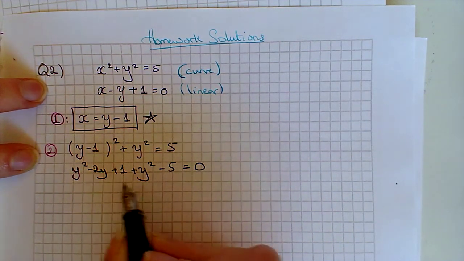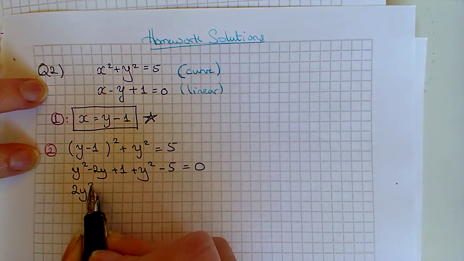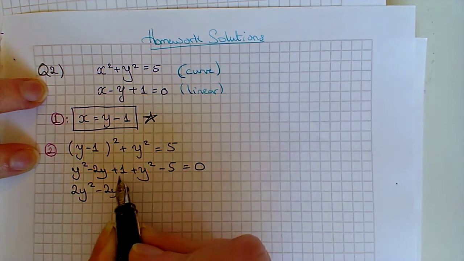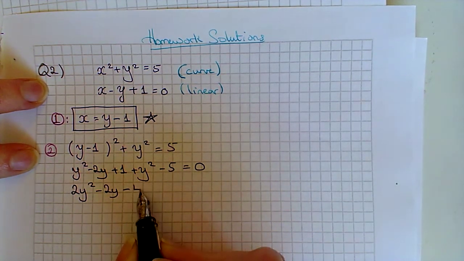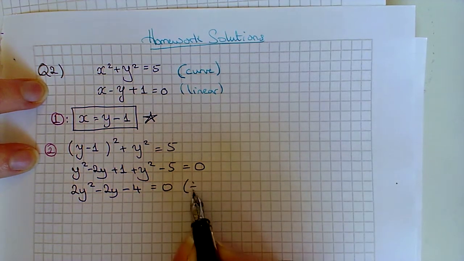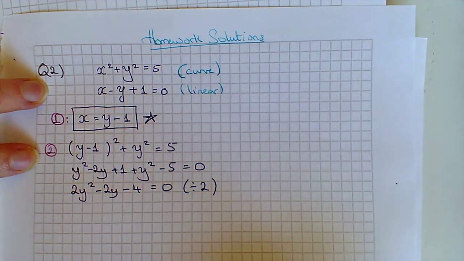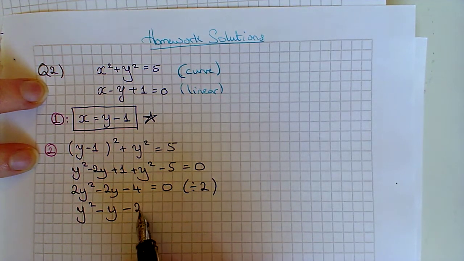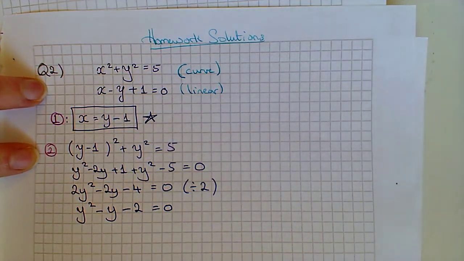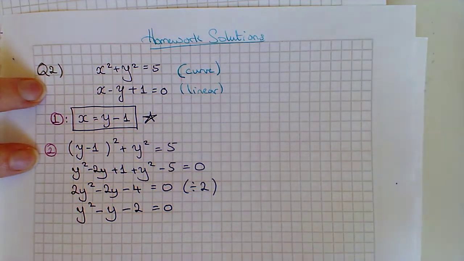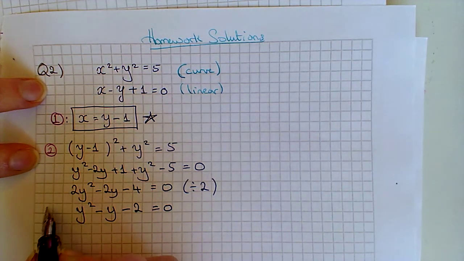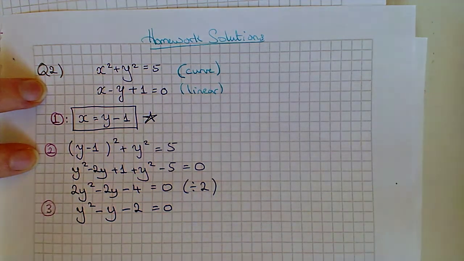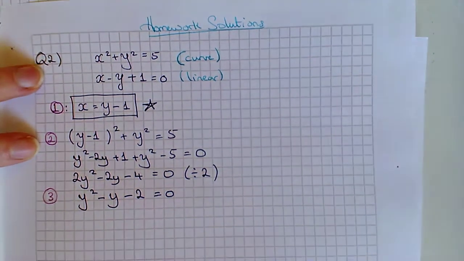And I get y squared plus y squared, 2y squared minus 2y plus 1 minus 5 is minus 4, equal to 0. And because I can, I'll divide across by 2. Y squared minus y minus 2 equal to 0. So I multiply out my brackets and then I get a quadratic. And the next thing I need to do is to solve that quadratic.